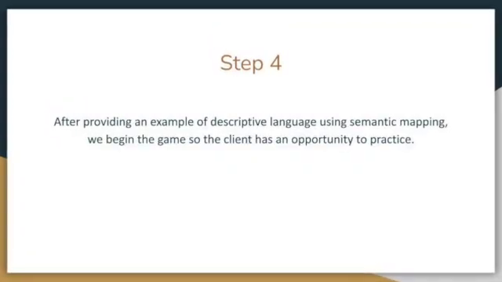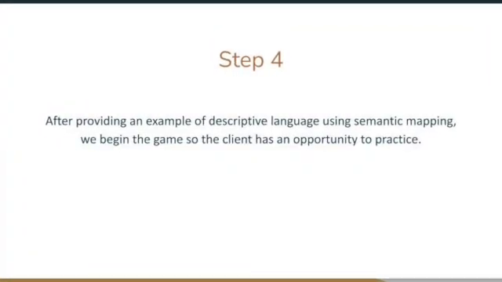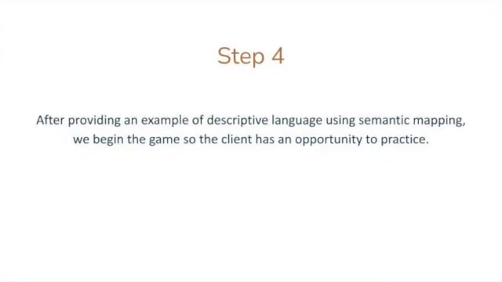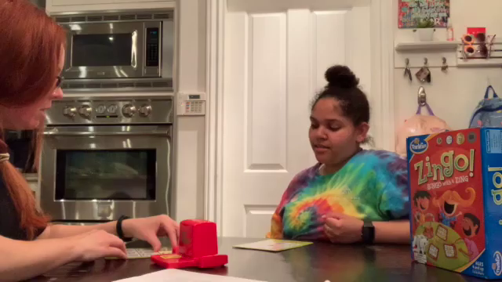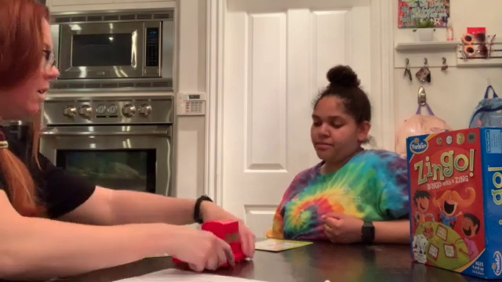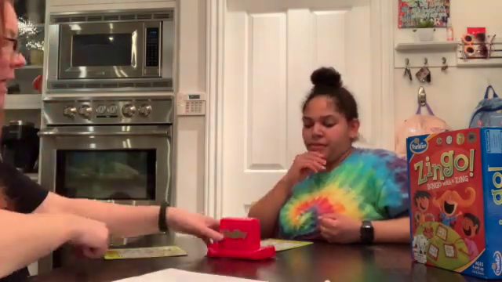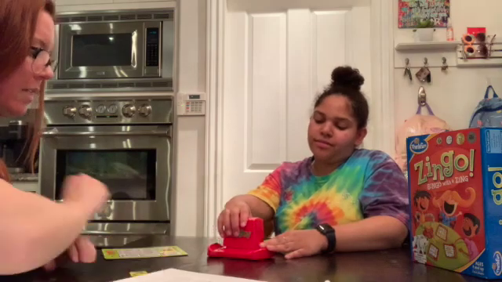After providing an example of descriptive language using semantic mapping, we begin the game so the client has an opportunity to practice. Let's do this. Okay, now your turn. Go ahead and slide the zinger and pick one of the tabs. Okay, and this time you're not going to let me see it. The first time was kind of an example. Okay. So just describe it.